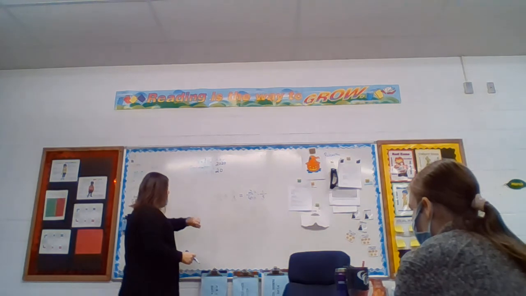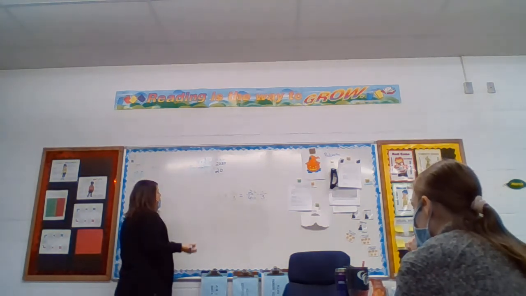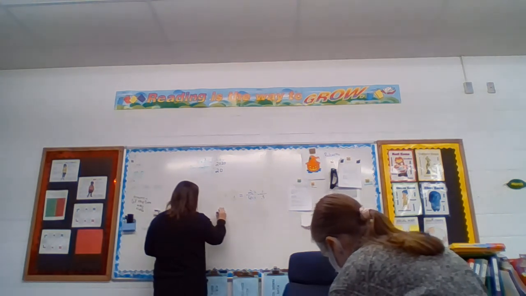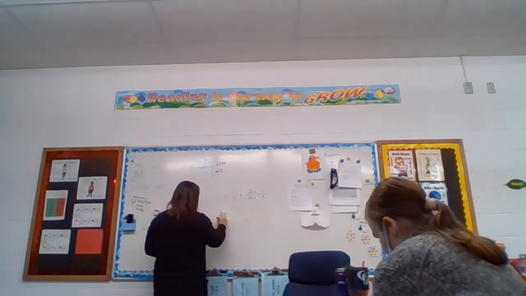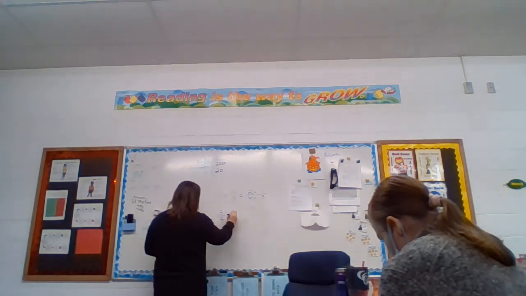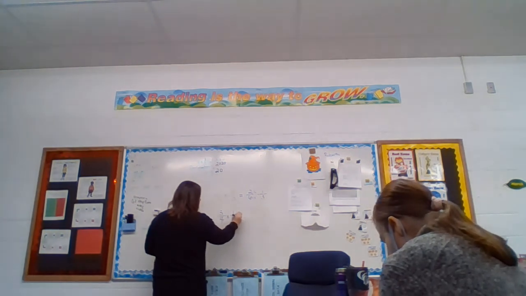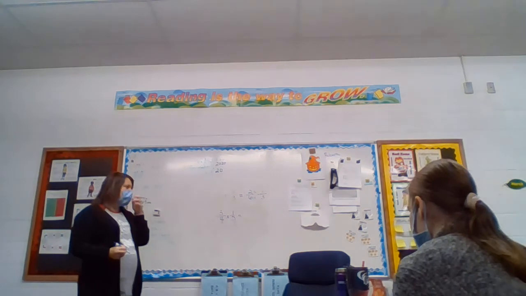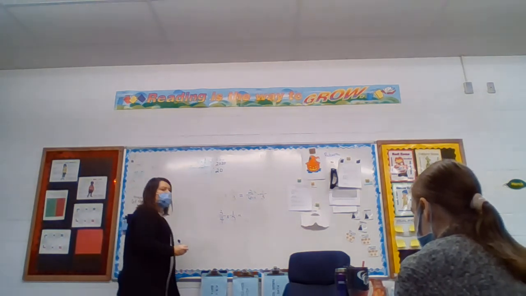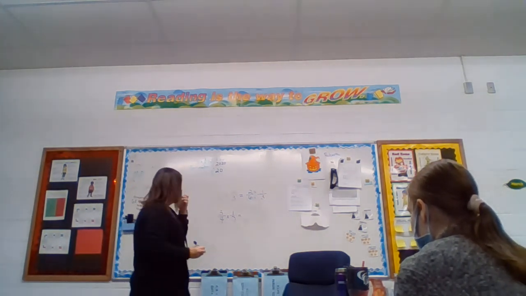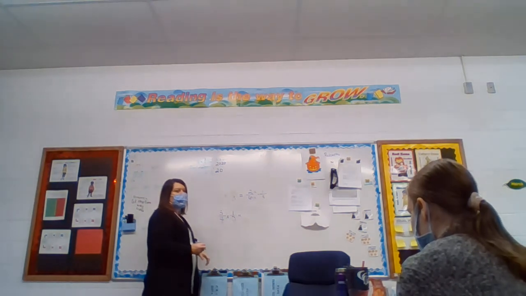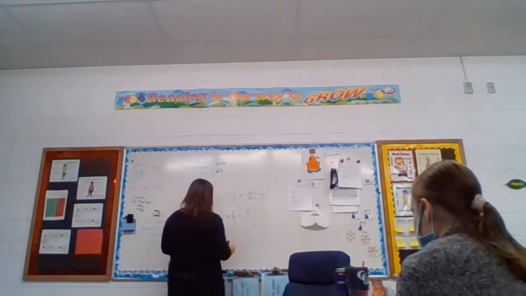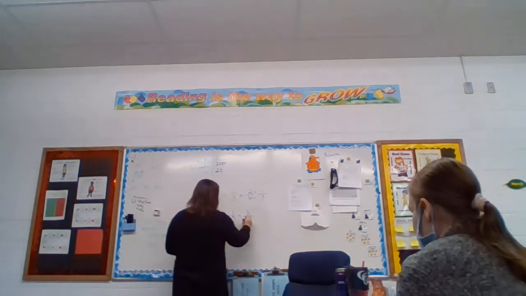Okay, so let's just try another one. We'll just do 3/4 times 1/5. Okay, so can you tell me what I would do first? 3 and 1. Okay, so 3 times 1, 3. And then 20. Very good.